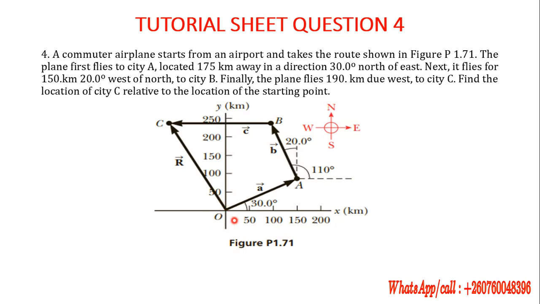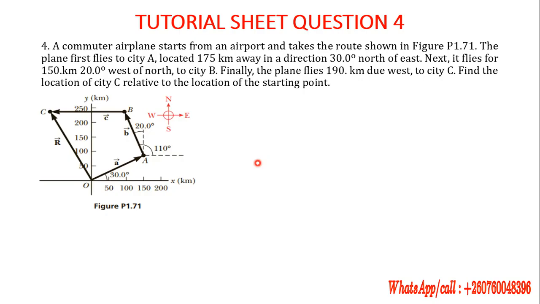From our origin to A, we need to resolve our x and y component. Then we need to resolve our x and y component for A to B, and once we're done, for B to C. Once we're done resolving the components for each leg, we need to add all the components. Once we add, it will be easy for us to calculate the magnitude of the resultant vector and also our direction. Now let me try to show you what I mean.